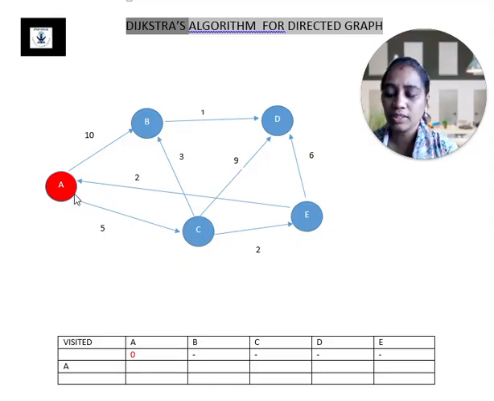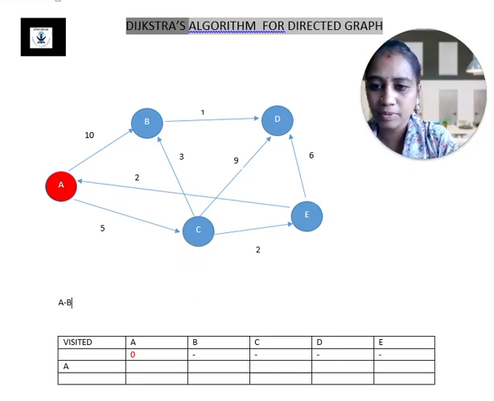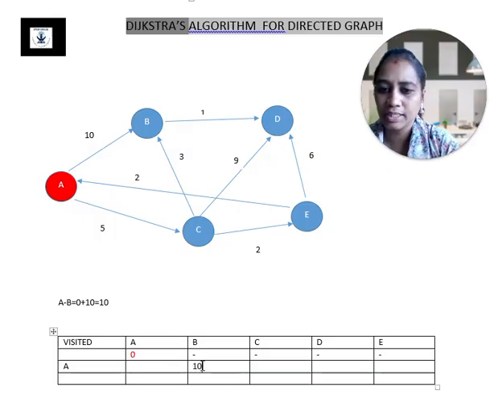Next, from A we check what nodes we can reach. From A I can reach B, and from A I can reach C. Now we have to calculate the cost of reaching from A to B. Reaching from A to B: the value of A is 0, 0 plus moving from A to B, which is 10, equals 10. So update B as 10.